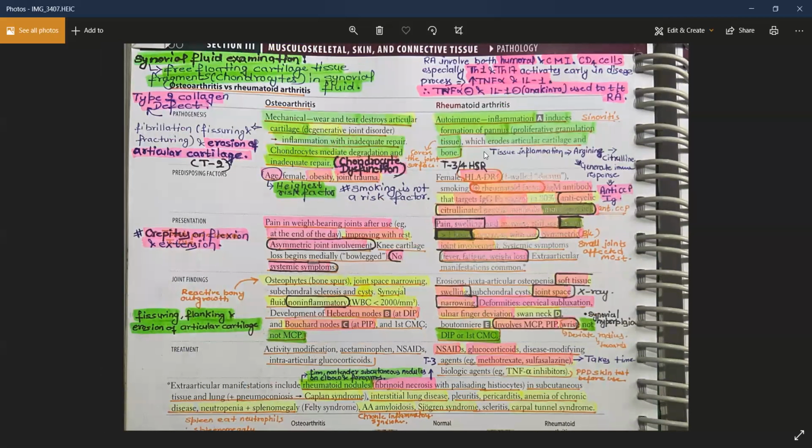Okay, so we can take a short break of 10 minutes and then start with the rheumatoid arthritis, okay? Okay.